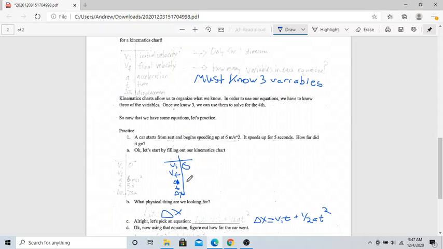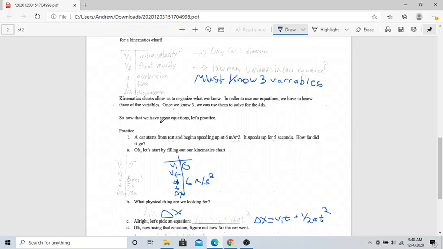However, I do know, because it says it begins speeding up at 6 meters per second squared. So I know the acceleration is going to be 6 meters per second squared. And again, all I'm literally doing is just reading the question and writing down pieces of information that the question gives me that are related to the 5 kinematic variables.